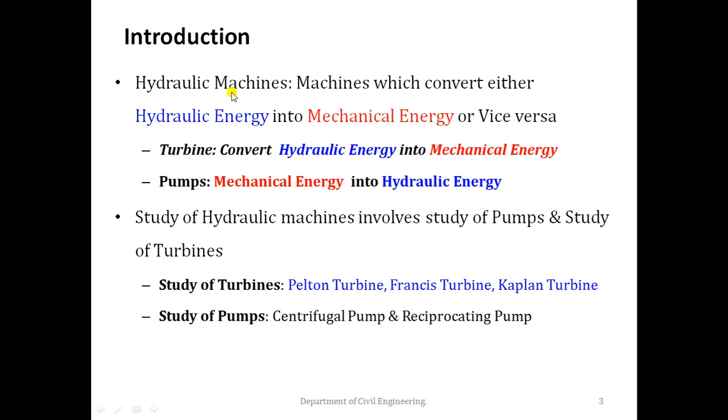Hydraulic machine may be defined as a machine which converts either hydraulic energy into mechanical energy or mechanical energy into hydraulic energy. Turbine is a hydraulic machine which converts hydraulic energy into mechanical energy. Pumps are hydraulic machines which convert mechanical energy into hydraulic energy.